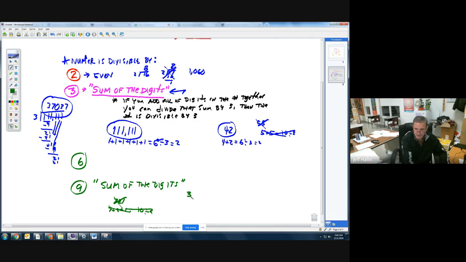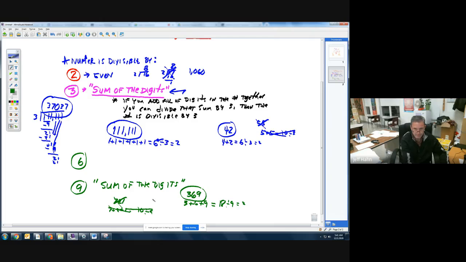What about 369? Is that divisible by 9? Well, we add 3 plus 6 plus 9. 3 plus 6 is 9 plus 9 is 18. Can I divide 18 by 9? I sure can. That equals 2. So I know that 9 goes into 369.